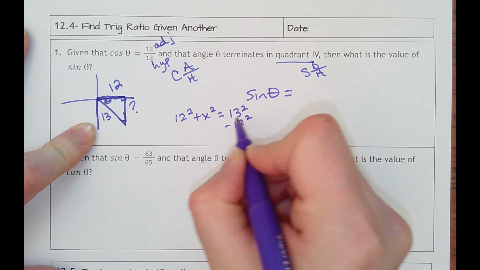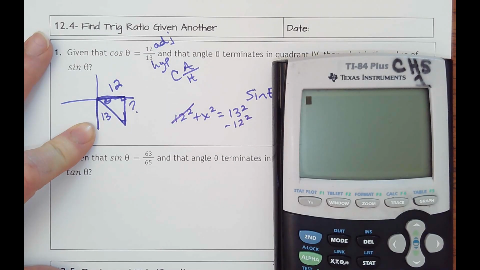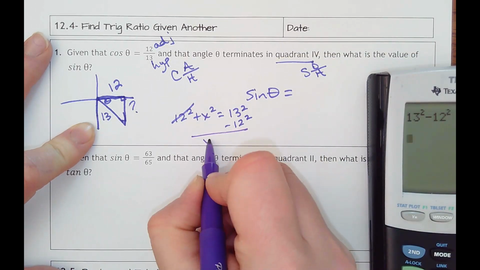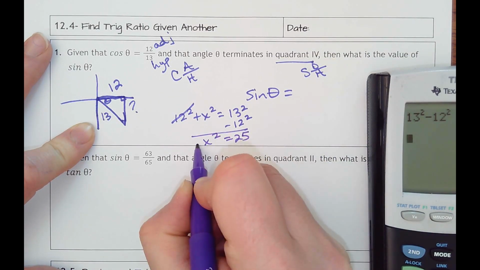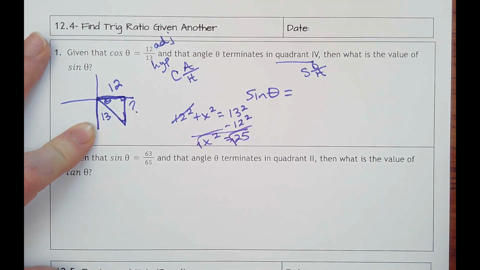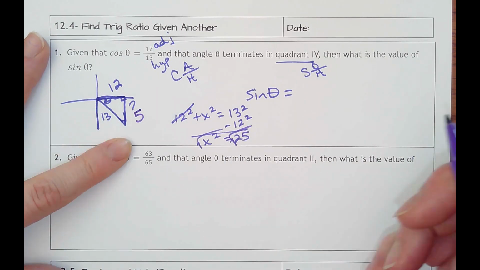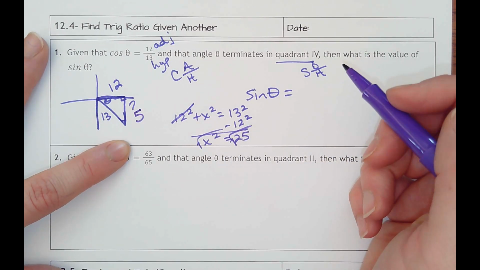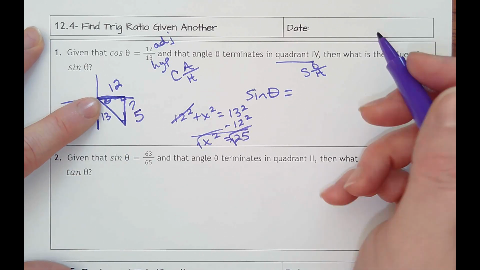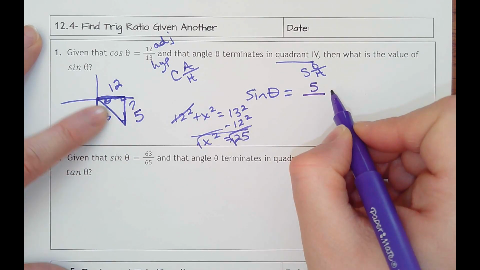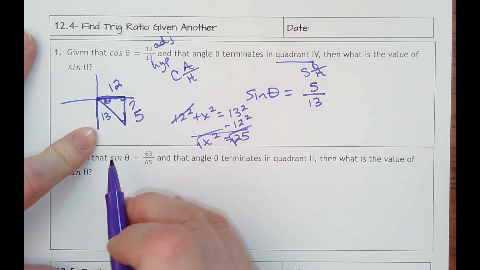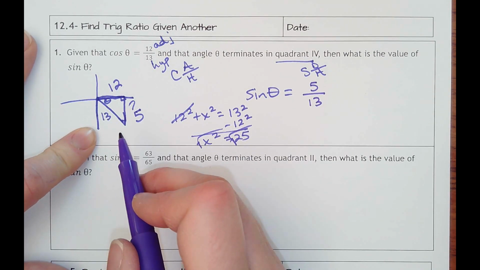So I'm going to subtract the 12 squared. That's 25. Square root that, so the opposite side is really 5. So I would make a ratio of 5 to 13. But since I'm on a coordinate plane, the signs can change.